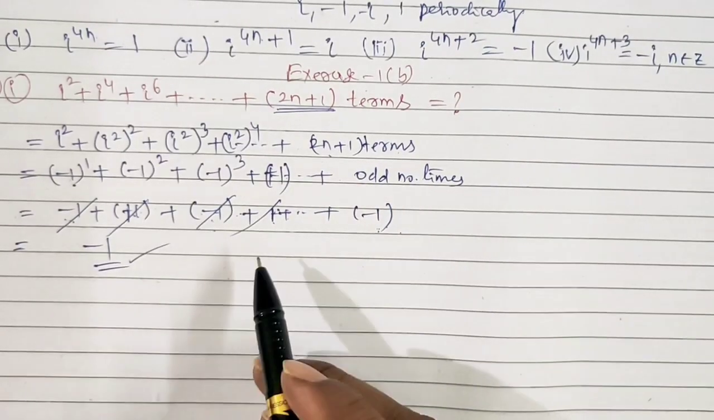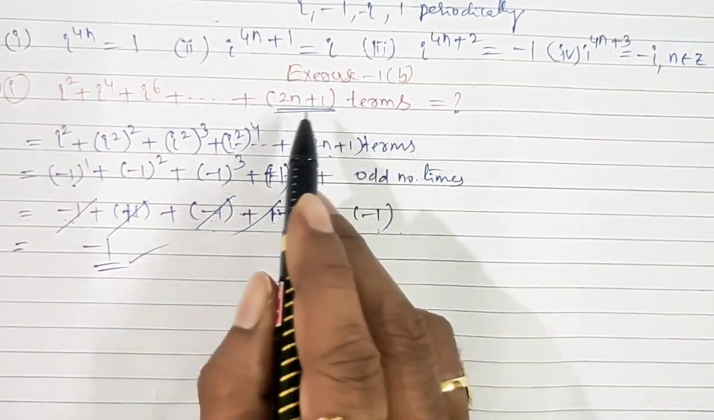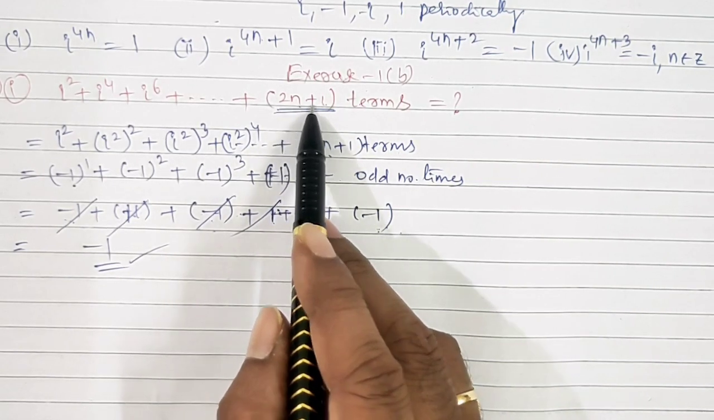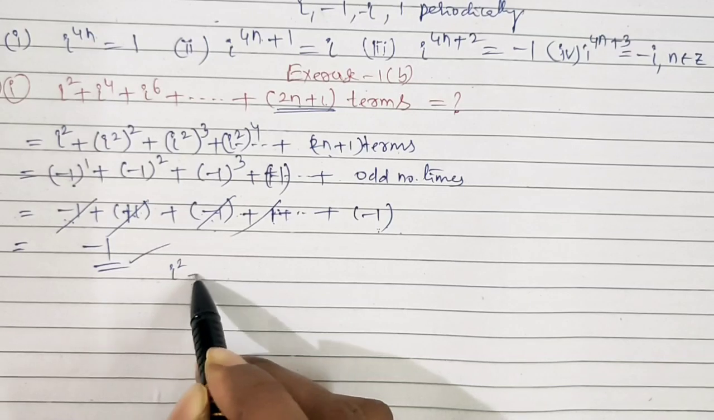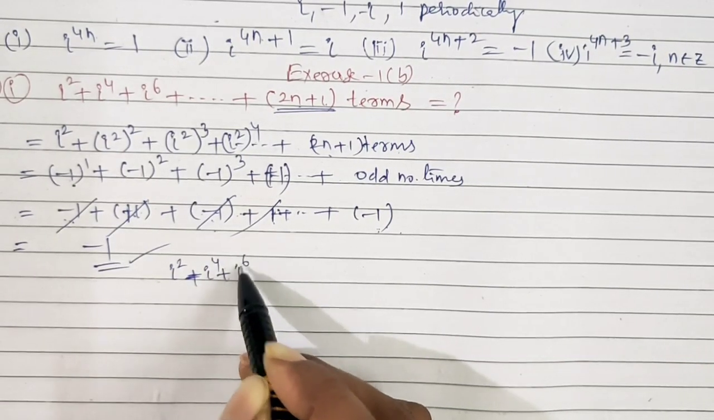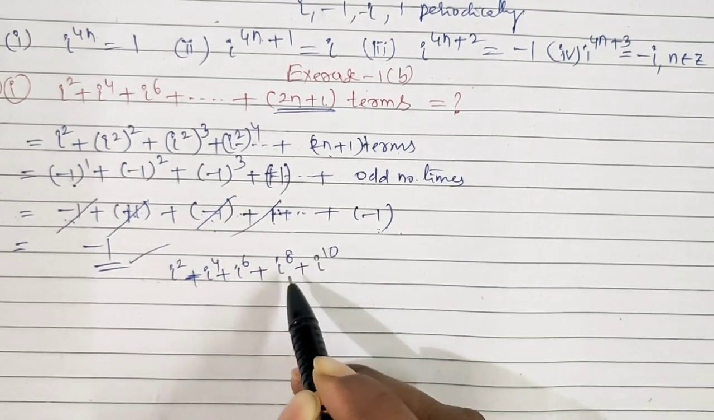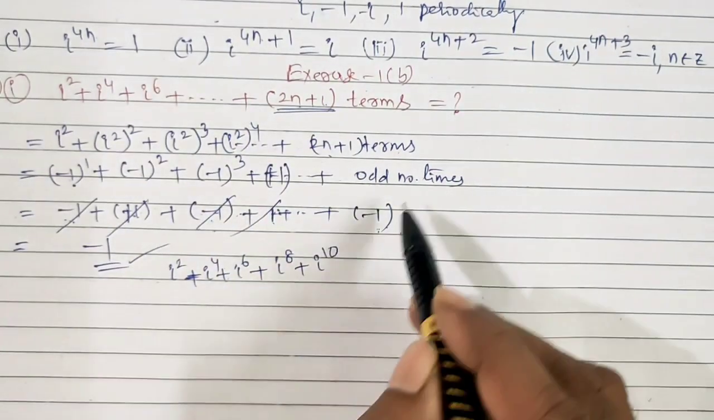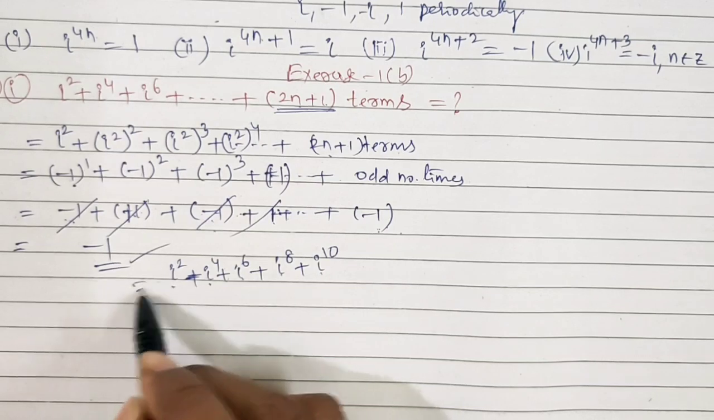In detail, if you want an explanation, again I can write here 2n plus 1 terms. For suppose take n value 2. Then 2 times 2 plus 1, that is 5 terms. So I am writing 5 terms in that order: i square plus i power 4 plus i power 6 plus next i power 8, next i power 10. So 2n plus 1 terms means an odd number of times. Okay, 1, 2, 3, 4, 5, 5 times, an odd number of times. You simplify now.